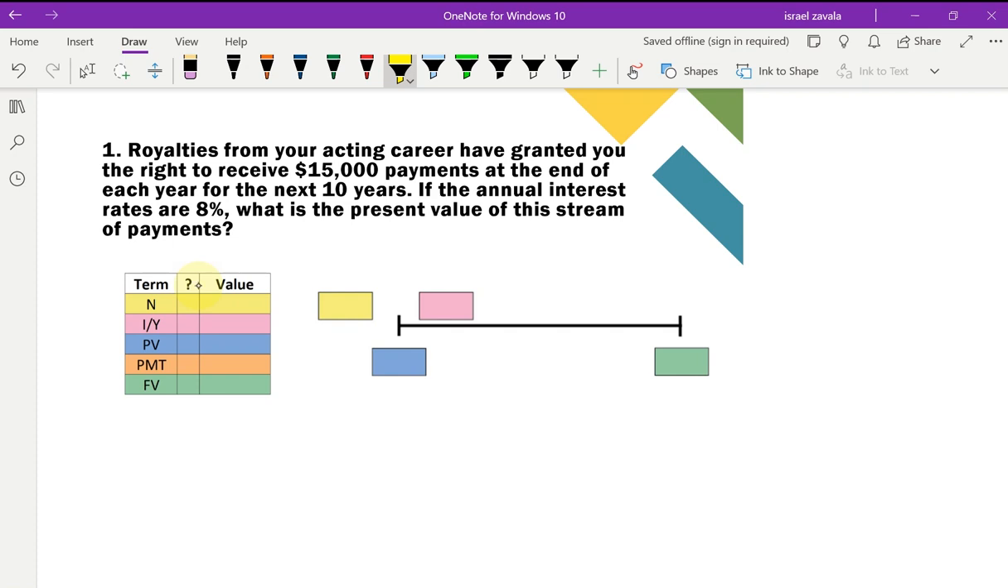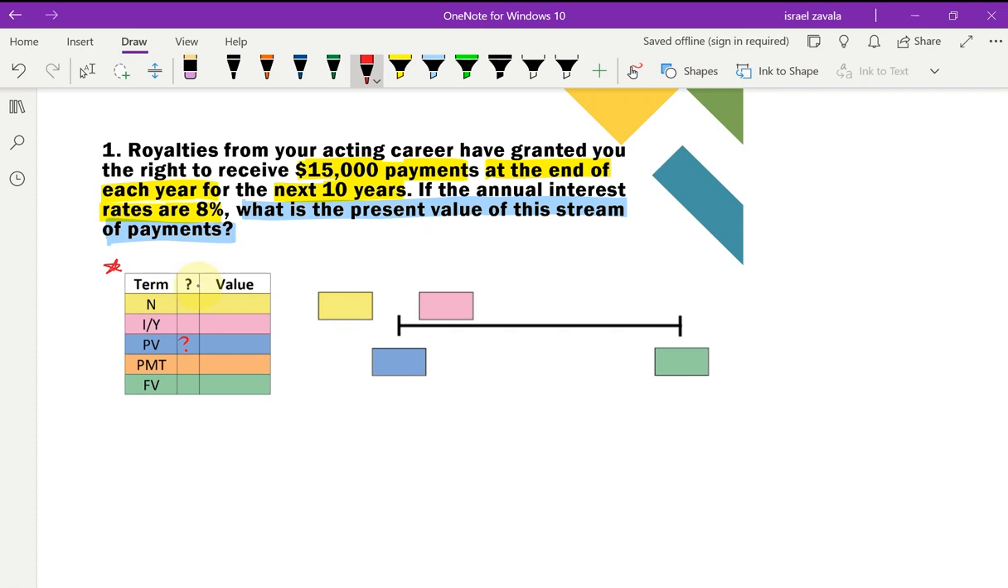Question one, I've got my yellow highlighter. Royalties from your acting career have granted you the right to receive $15,000 payments at the end of each year for the next 10 years. If the annual interest rate is 8%, what is the present value of this stream of payments? First off, let's go over here to our chart. What is the value we're looking for? We're looking for the present value.